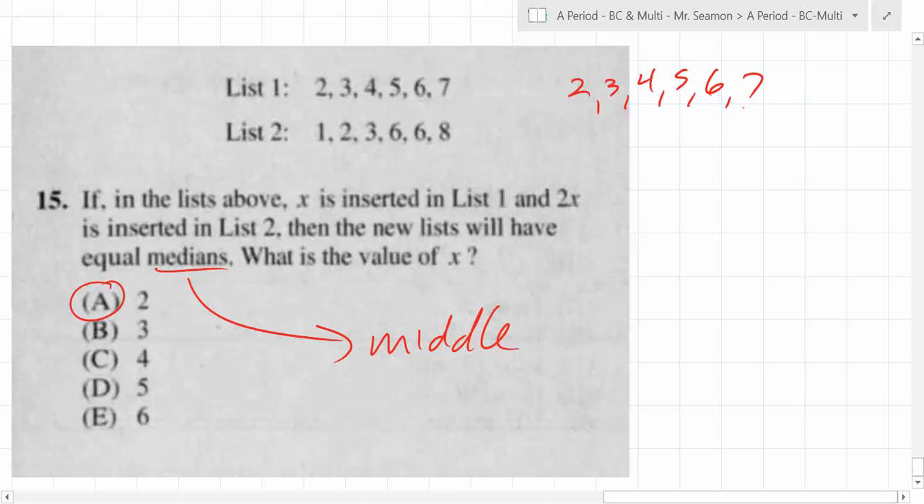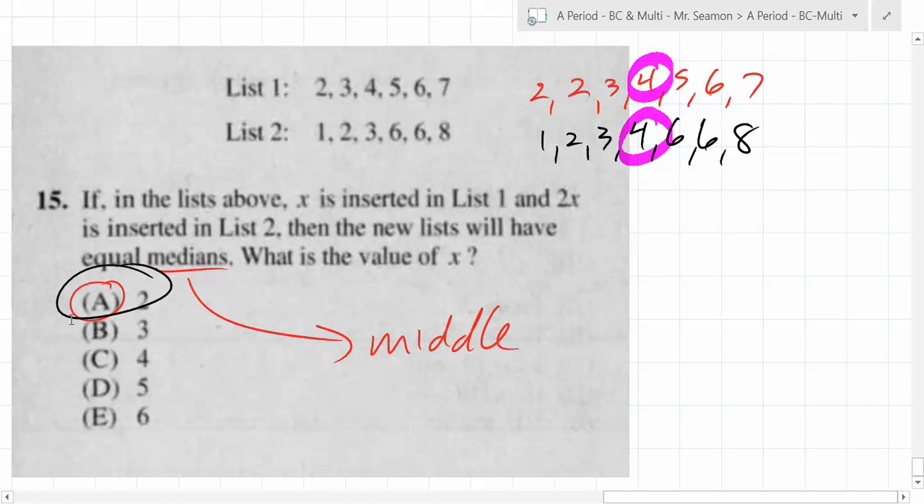What's the median? Oh, there's 2 of them, sorry. What's the middle number? The middle number is 4, right? What number do I plug into the second one, though? So it's going to be 1, 2, 3, 4, 6, 6, 8. What's the median? Oh, look, we just tested it, and oh, it's A. I noticed that on a couple of these, they're best done by testing.